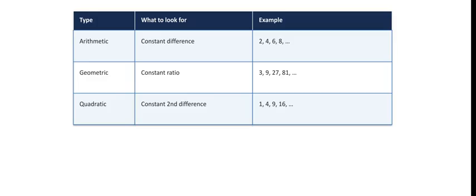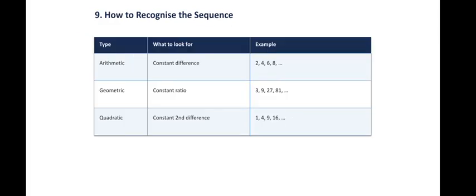So here we've got a way to recognize sequences. How do we recognize a sequence? If it is arithmetic, it has a common difference. If it is geometric, it has a constant ratio. If it is a quadratic sequence, it's going to have a constant second difference, not the first one.